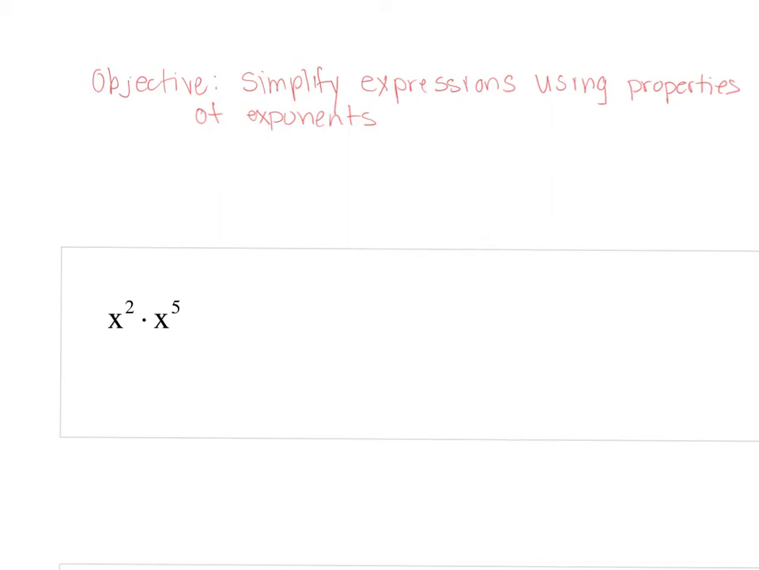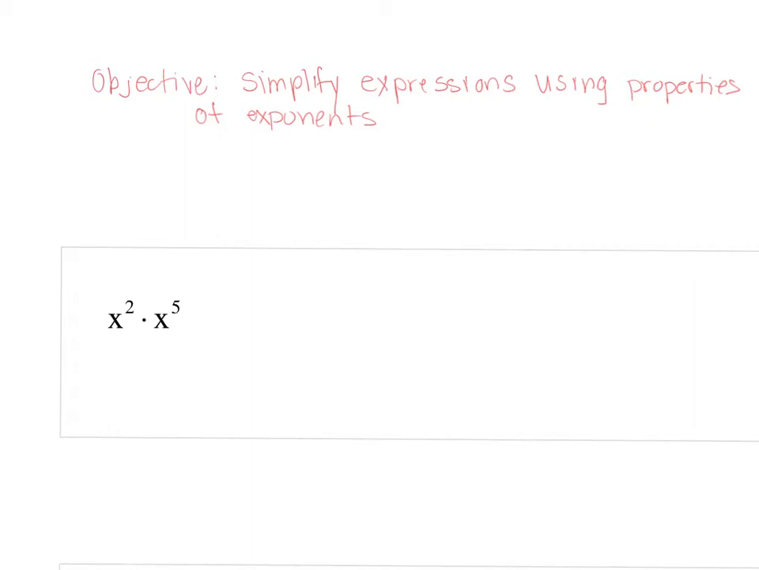All right, so we're going to take a quick review of simplifying expressions using the properties of exponents. So we're looking at when do we add our exponents, when do we multiply them, and when do we subtract them. So if we look at this first one here, we could see that we have x to the second times x to the fifth.